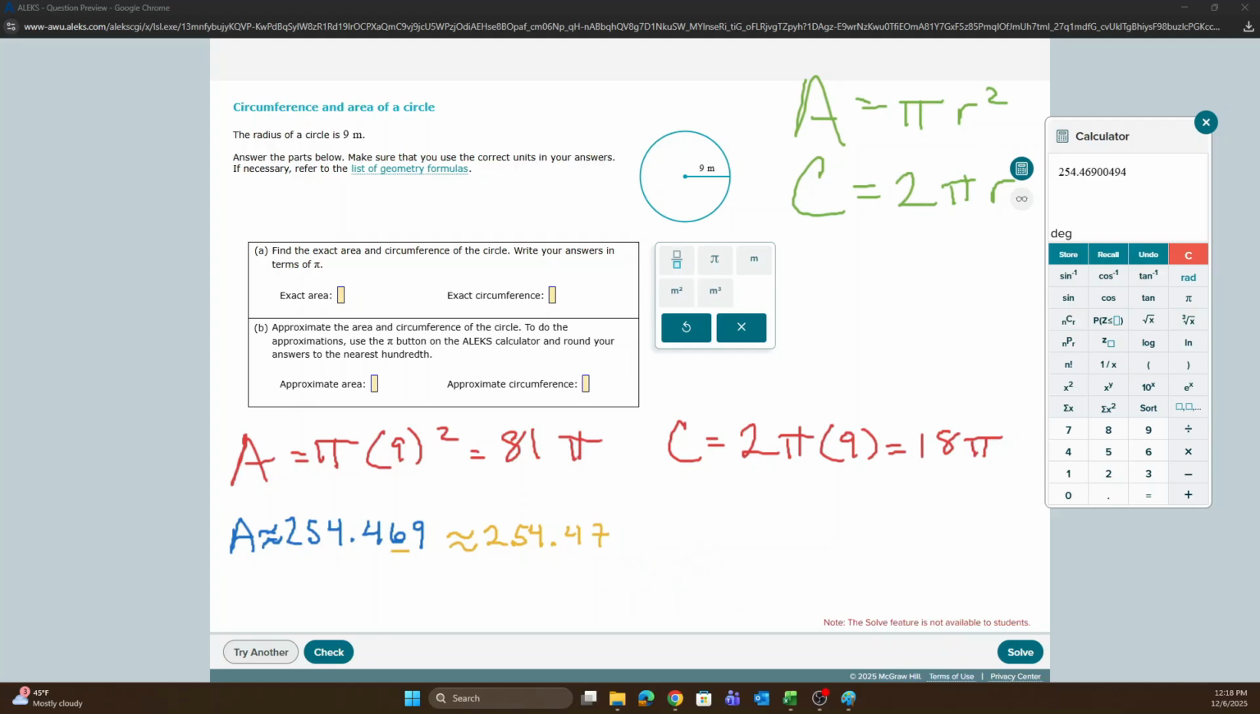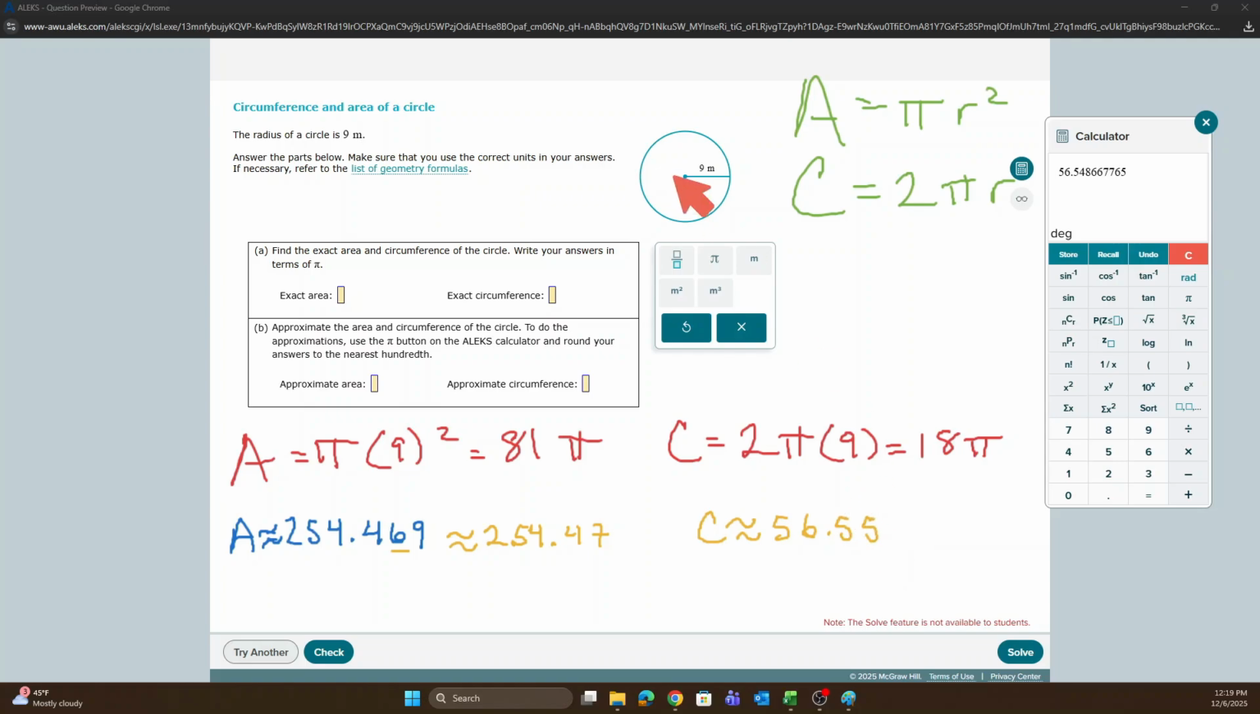Similar for our circumference, we're going to go ahead and plug those numbers into our calculator. So we have 18 pi, which is 56.54. Given that we're estimating to this 4 here, and there's an 8 right after it, that's going to be 56.55. So we're going to write out that our circumference is approximately 56.55.